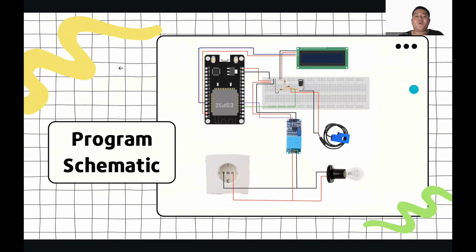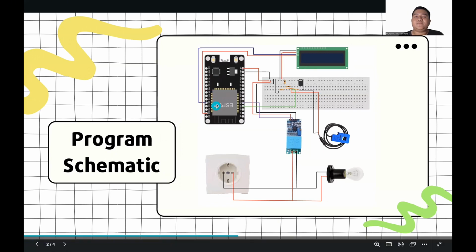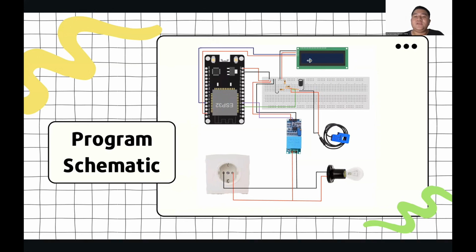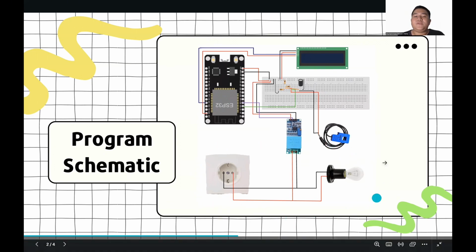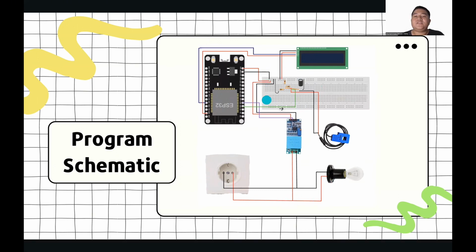Okay, so firstly, I will show you the program schematics that mainly consist of 6 components: the ESP32 microcontroller, the LCD I2C, the voltage sensor ZMPT110B, also the current sensor, and also the load components such as the bulb connector and its power supply, as well as the supporting components such as the resistors and the capacitors.